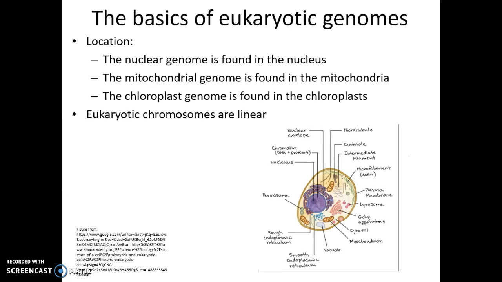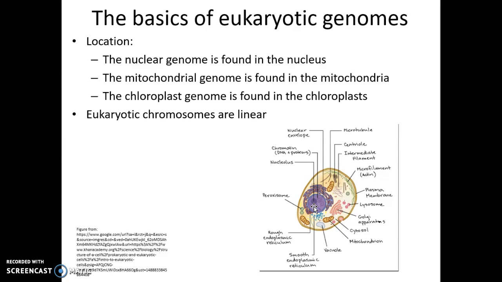So eukaryotic genomes, by definition, or at least the nuclear genome, are found in the nucleus. So here's a figure taken from Khan Academy of, say, an animal cell. There's no cell wall, so I think it's an animal cell. And this big purple structure is the nucleus. So the nuclear genome is in the nucleus, and we'll talk more about all these bits and pieces in a moment. But that would be where in humans our 23 pairs of chromosomes would be located.